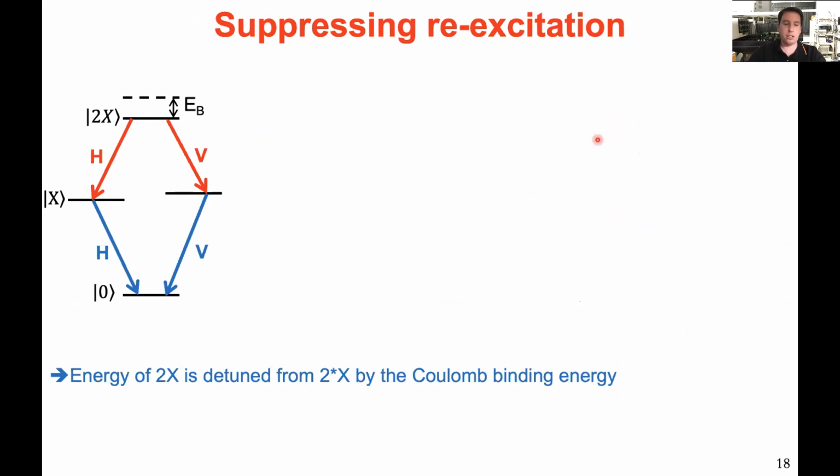So now that we understood where this re-excitation that limits G20 comes from, let's try to find systems where we can get rid of this re-excitation and obtain photons with an even higher single photon purity. And here we decided to investigate the biexciton-exciton cascade in a neutral quantum dot.